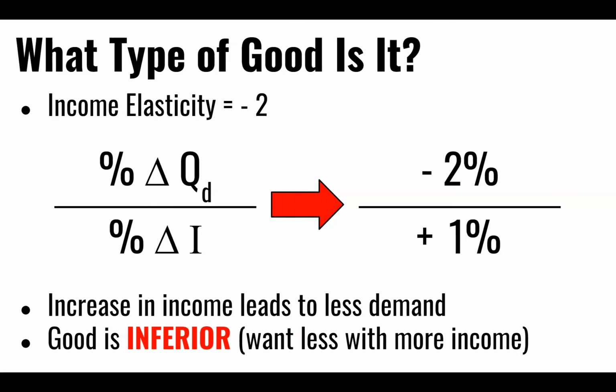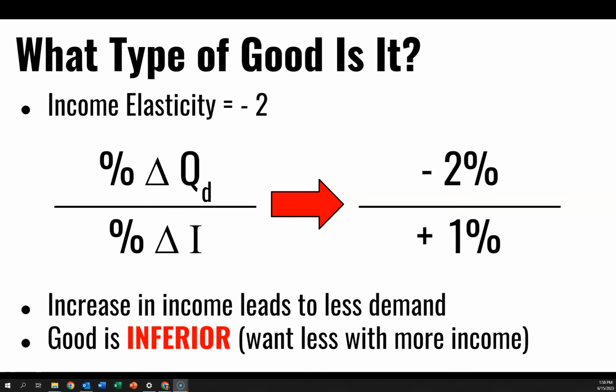And the reason I want less is because it's inferior in nature. I'm only buying it because I can't afford something better. If I could afford something better, I would buy more of it. But I'm not. So this is an example of an inferior good. That negative coefficient means that it is an inferior good by nature. If the coefficient had been positive, then we would have said it's a normal good.